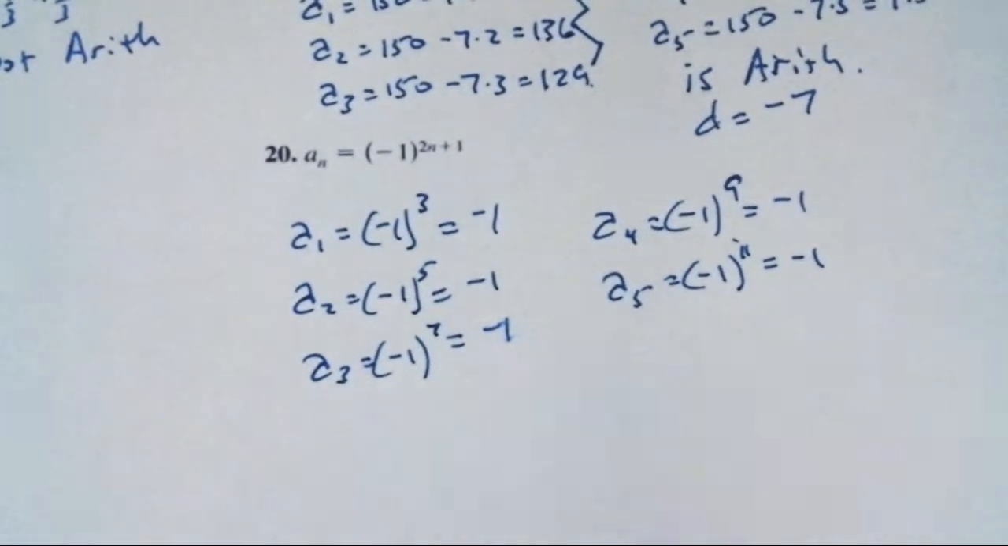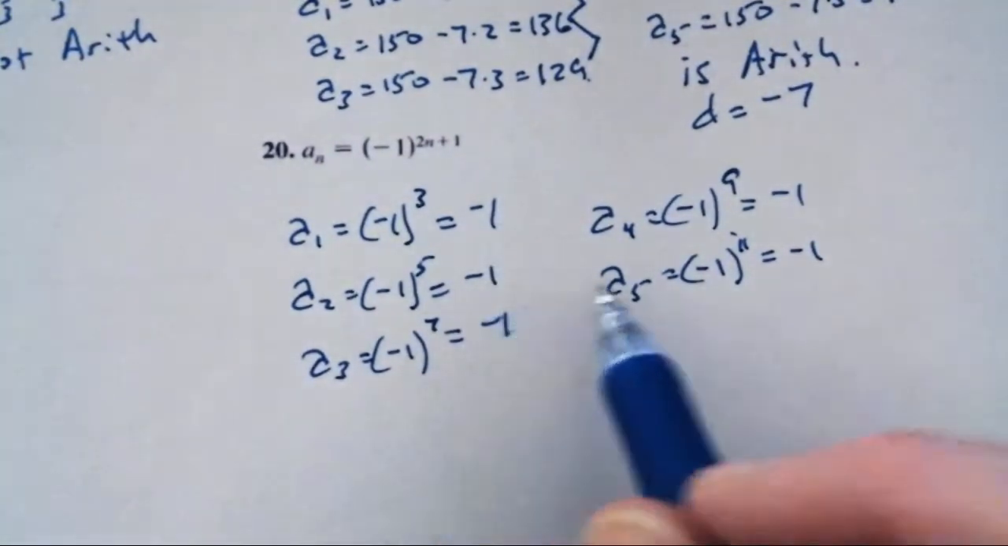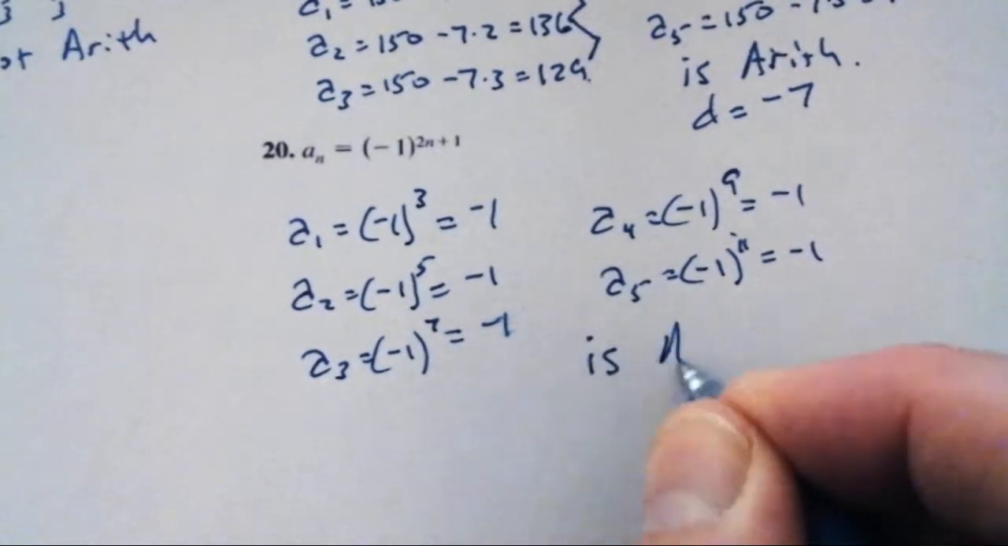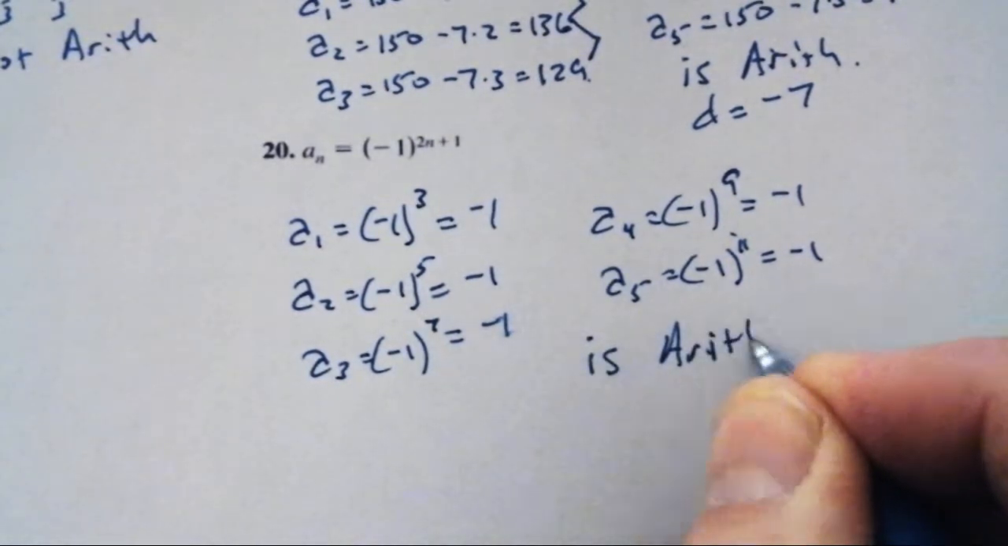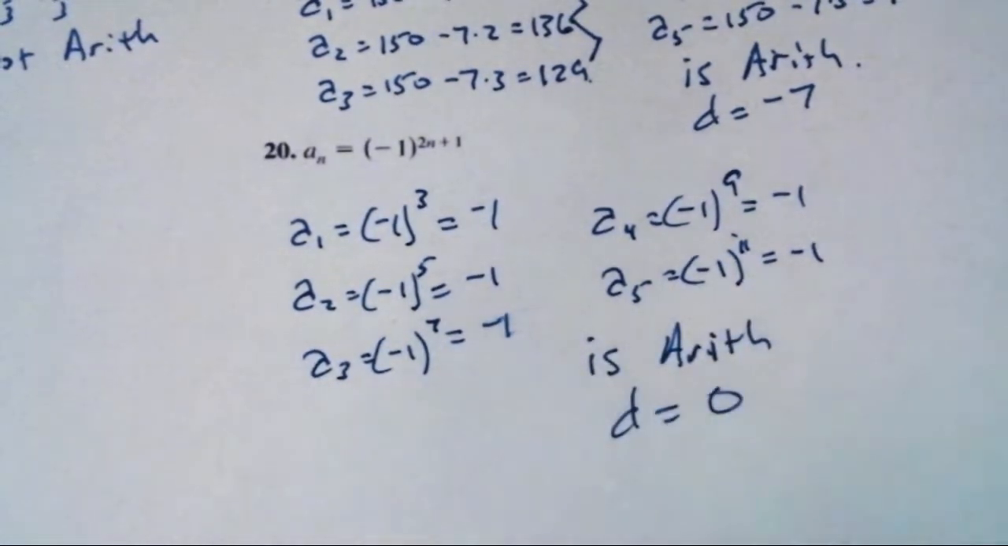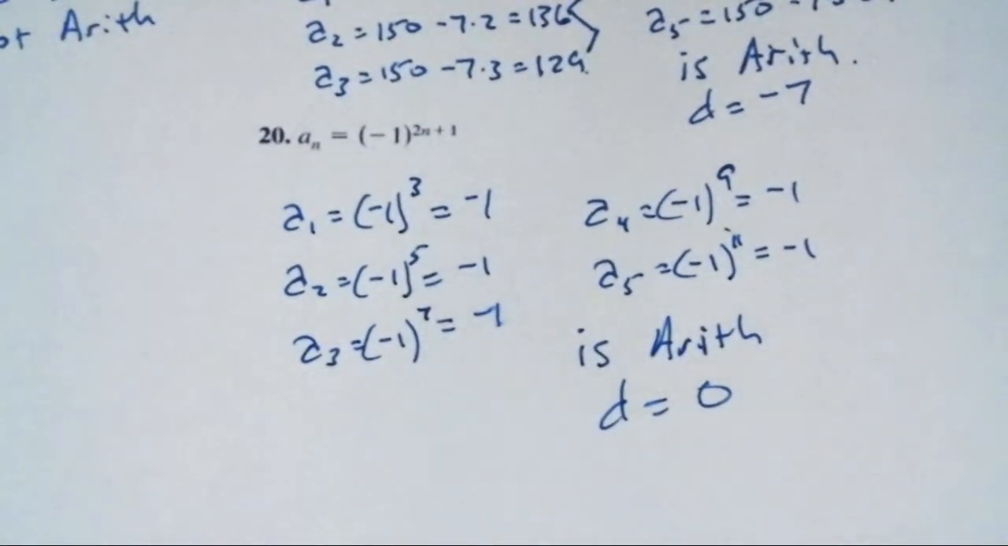So is this arithmetic? It is. It goes up by 0, up by 0, up by 0. So it is arithmetic, and the difference is 0. All right. Let's move along here.